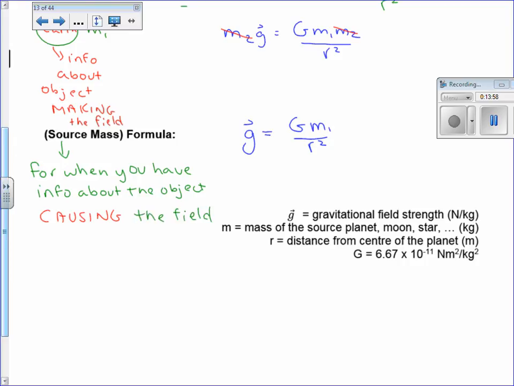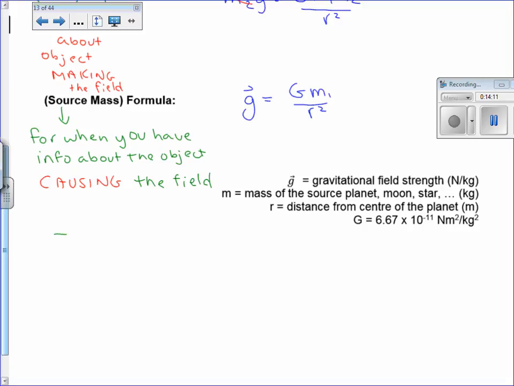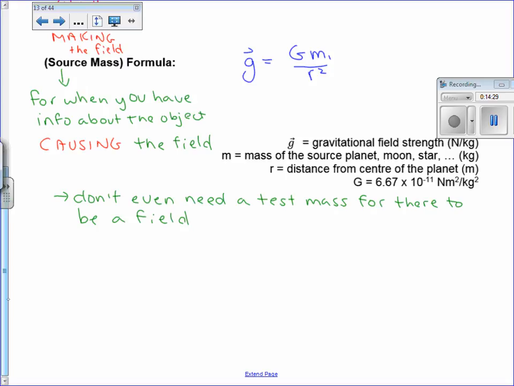So G is your gravitational field strength in Newtons per kilogram. M is the mass of the source planet. R is the distance from the center of the planet, and then big G, of course, is your gravitational constant. You don't even need a test mass for there to be a field. Even if you don't have a test mass, all you have is your source mass, M1, and some position in space where you want to find what G is. It doesn't matter if there's an object where G is or not, as long as you know mass 1, and the distance from the center of mass 1 to where you're trying to find the field.